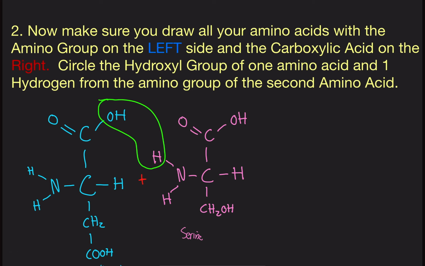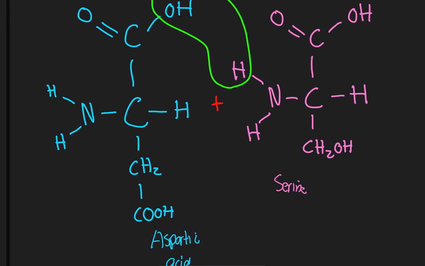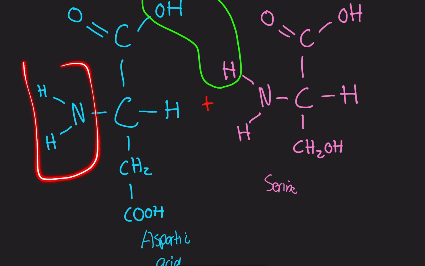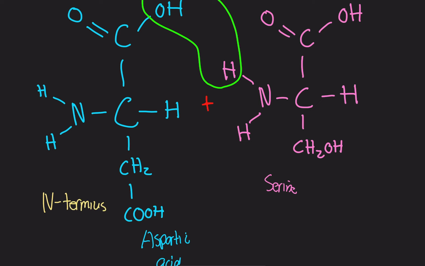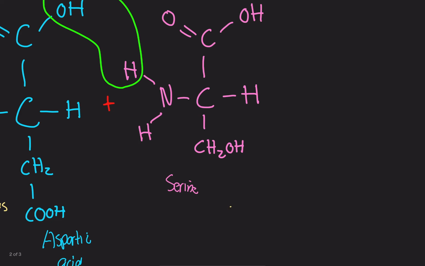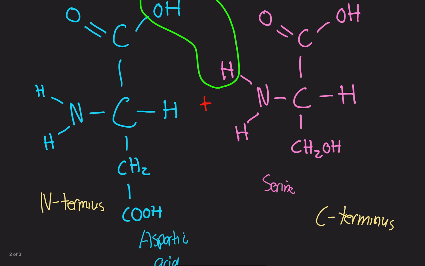Now, the second step is when you write out these amino acids, you need to make sure that the nitrogen-containing group, the amino group, is on the left-hand side. So here's the amino acid. The nitrogen is on the left-hand side. This is called the N-terminus. The other side is called the C-terminus. So you write out all these amino acids from N-terminus to C-terminus.